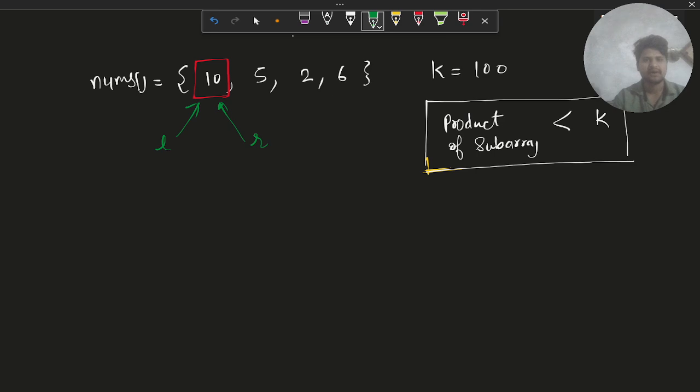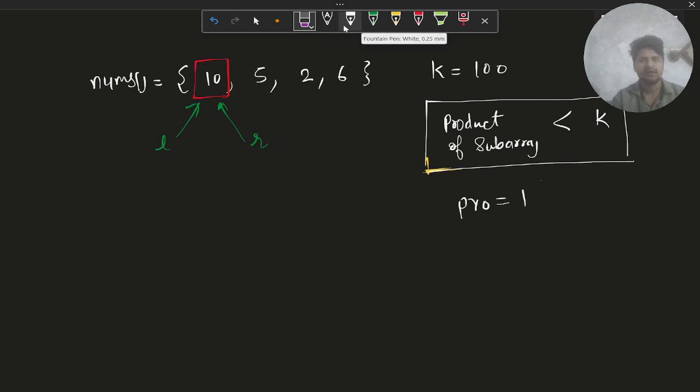Okay, so I have to take a product, so I am going to create a variable called product, and initially I am going to initialize it with 1. Why 1? Why not 0? Because if you take 0 and multiply it with another element, it becomes 0, so it won't be helpful. So we are going to take 1.